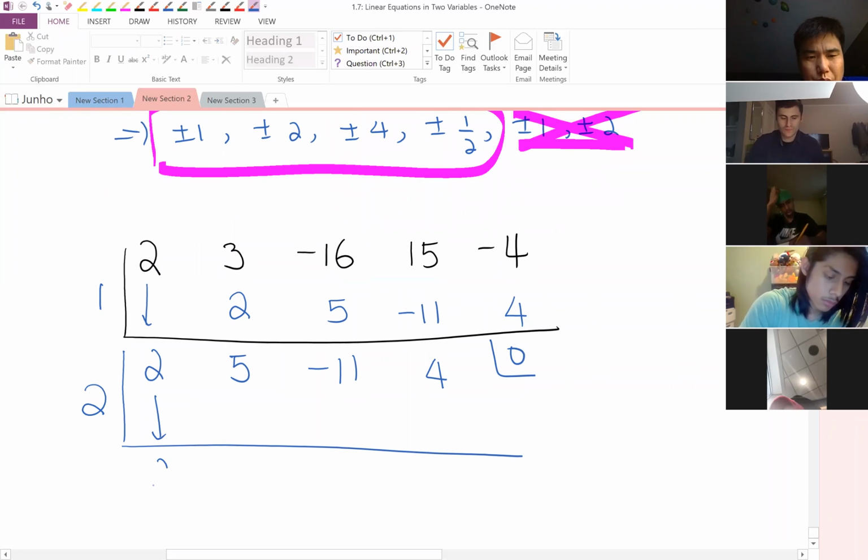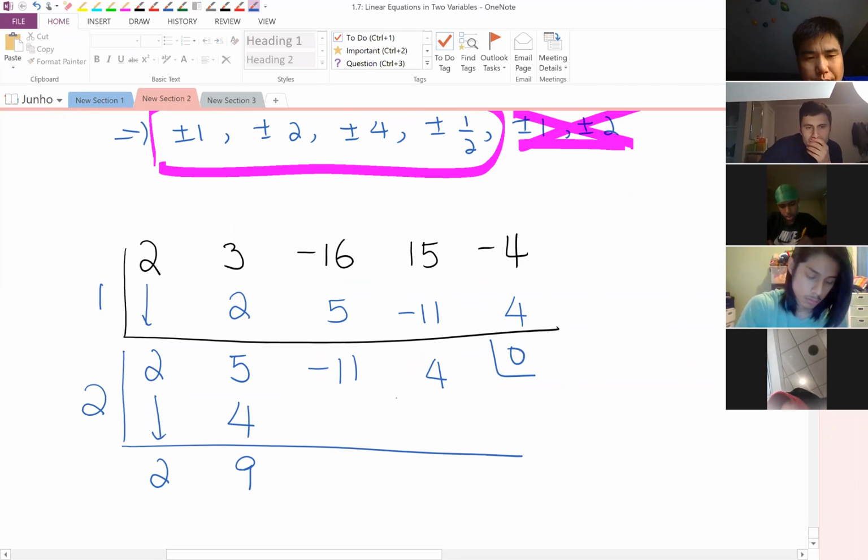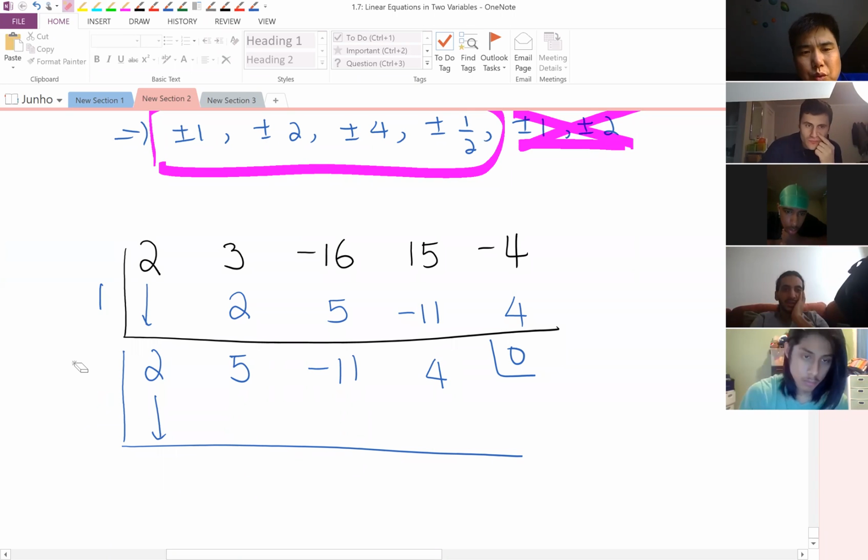Then we drop down 2 here. The 4, yes? Yeah. 9 and 18. 18 and 7. So it's not working. Professor, should we try negative 2 maybe?